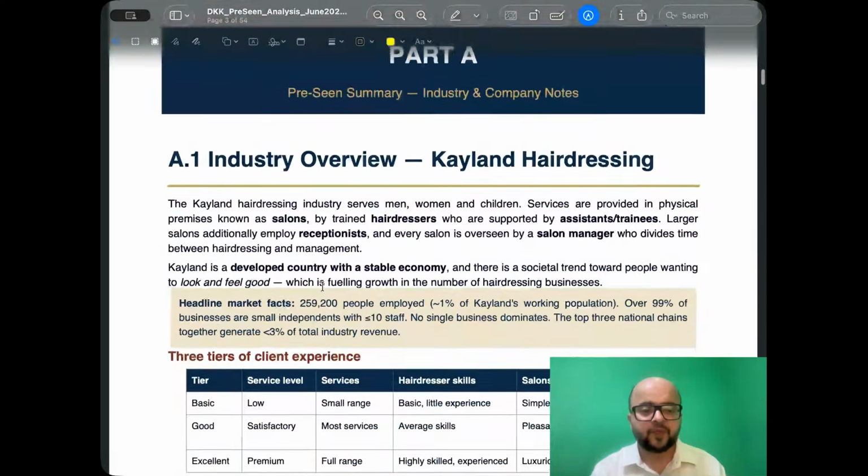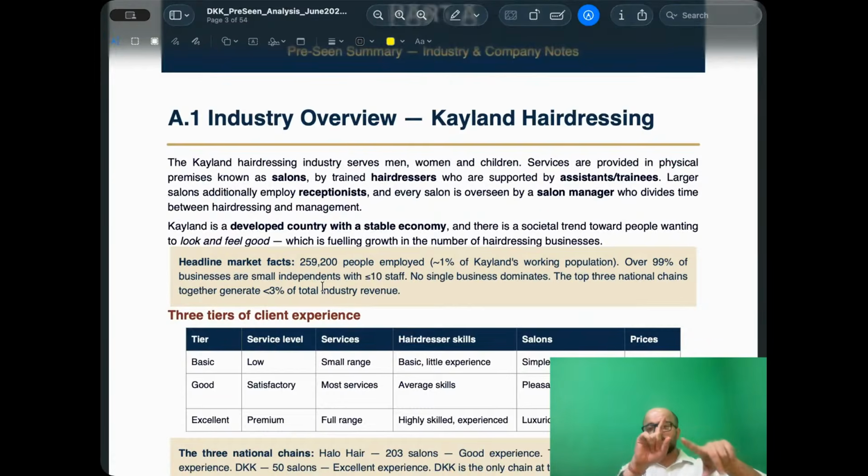Now, Kaland's hairdressing industry serves men, women, children. I wouldn't know too much about hairdressing, as you can obviously see. Services are provided in physical premises known as salons by trained hairdressers who are supported by assistants or trainees. These must be one of your expensive hair cutting places, not the ones we know in Kandivali East, where you just pay 70 rupees and get a haircut done. This seems like one of those places where for a haircut, they will charge you, say, some 750 rupees or something.